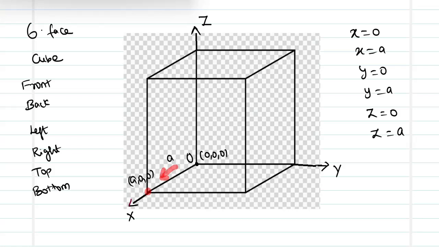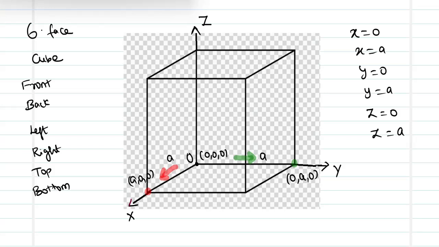Now, in a similar fashion, let us move a units in the direction of y. In which case, what will happen to this point? This point will now be denoted by 0, a, 0. The 0 here stands for x. It has 0 units in the x direction, a units in the y direction and 0 units in the z direction. This is because we moved a units in the direction of y, hence the y coordinate alone changes to a.